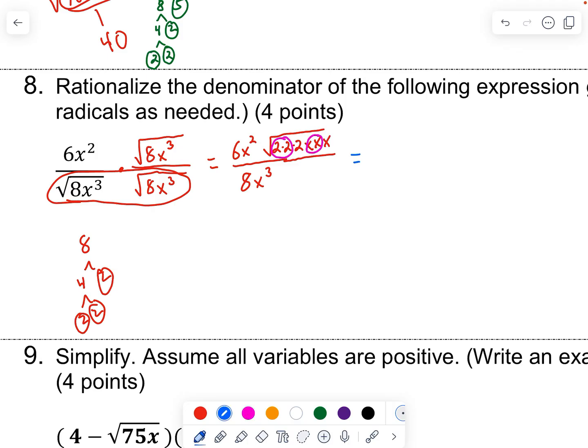That gives me 6x squared. I've got a 2 coming outside and an x coming outside, so times 2 times x. What's left inside is a 2 and an x that was not circled over. 8x cubed.